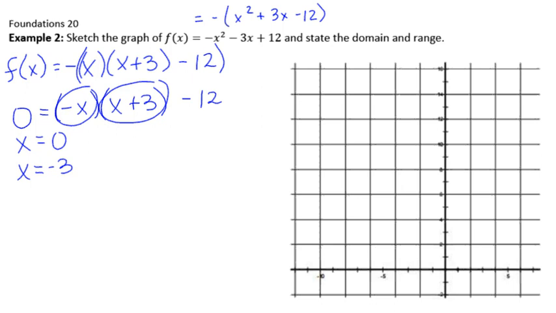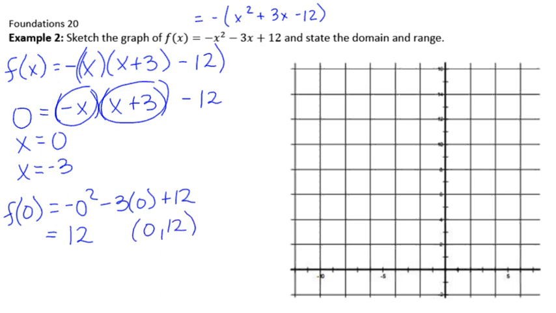So to identify what our y values will be at those points, we can plug in our x equals 0 and our x equals negative 3 into the original. So f of 0 is negative 0 squared, subtract 3 times 0 plus 12. What's my y value when my x value is 0? 0 squared, subtract 3 times 0 is 0 plus 12. So when my x is 0, my y value is 12.